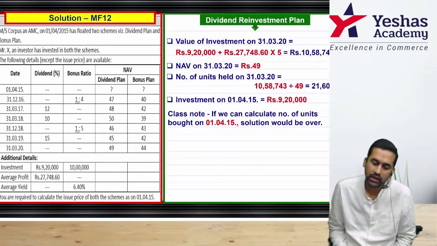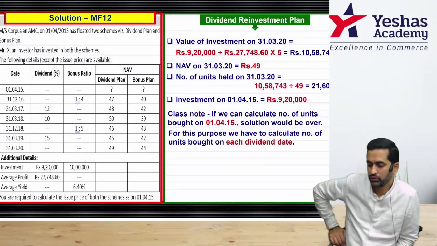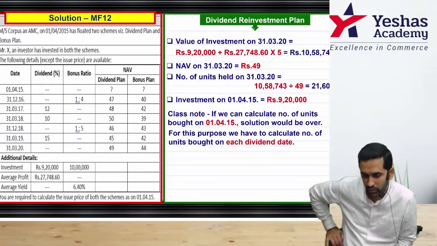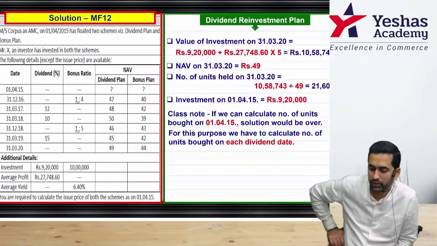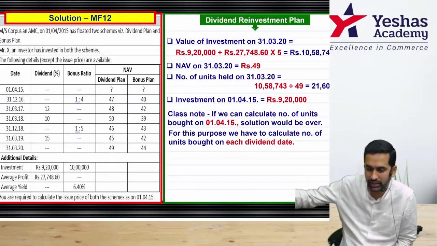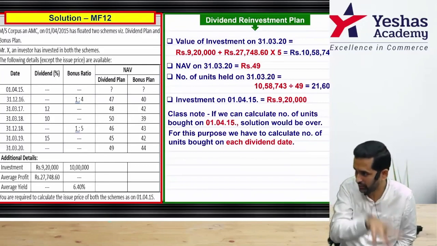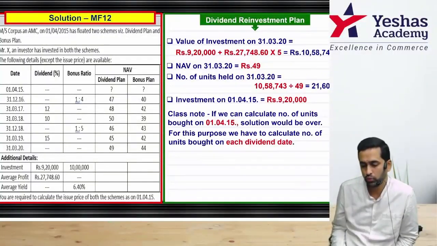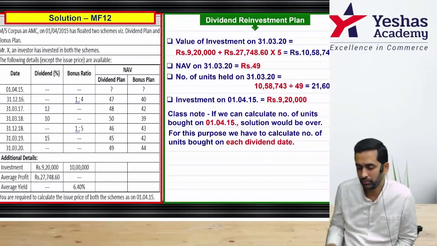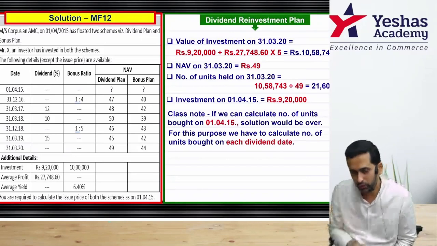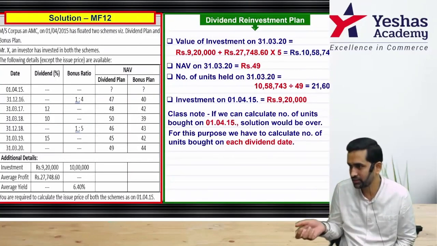First understand. We know the investment on 1/4/2015, 9,20,000 already given. That means what should be the approach now? We can calculate number of units bought on 1/4/2015, and if we do that, the solution is over, because you have one number, 9,20,000. You need either number of units or NAV. For this purpose, we have to do number of units calculation bought on each dividend date, correct? You go to the question. Suppose you have X units.